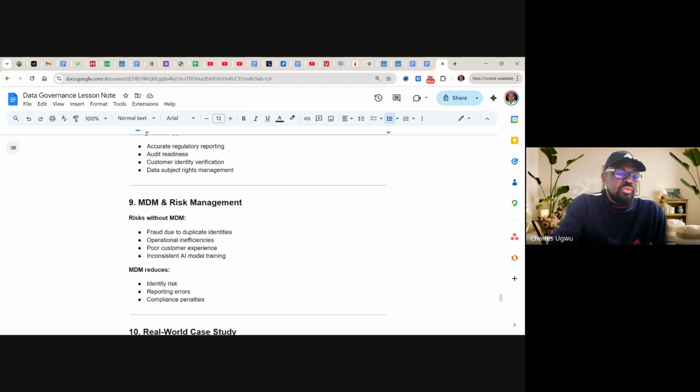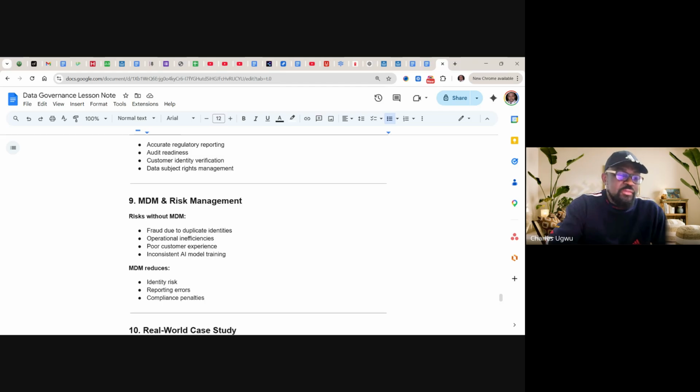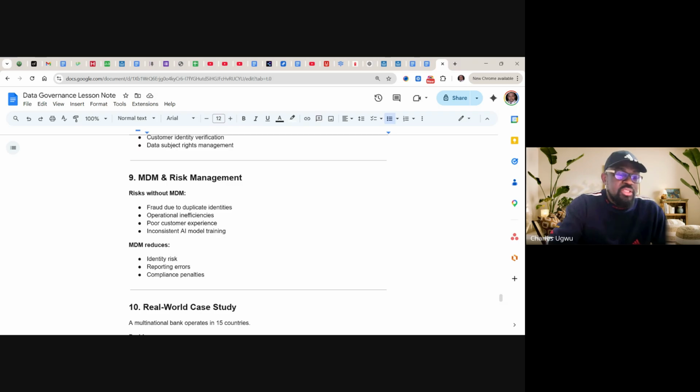Fraud due to duplicate identities. If you're not applying master data management, you are creating room for vulnerability of your master data, and it's going to lead to fraud due to duplication, operational inefficiency, poor customer experience, and inconsistent AI model training. But once you have a good master data management in place, it's going to reduce identity risk, reporting error, and compliance penalties.